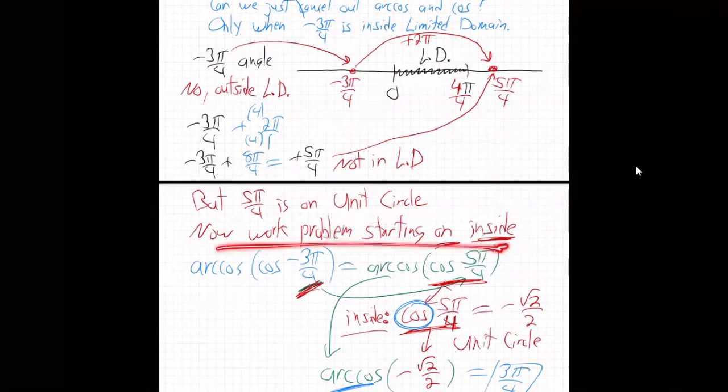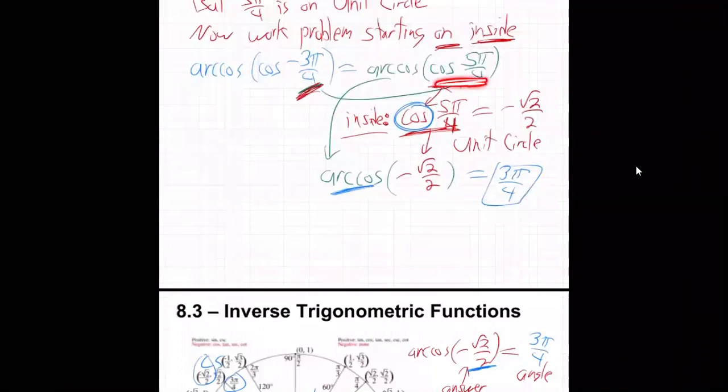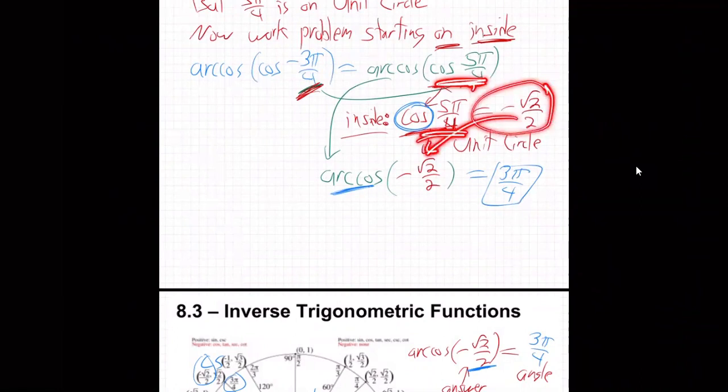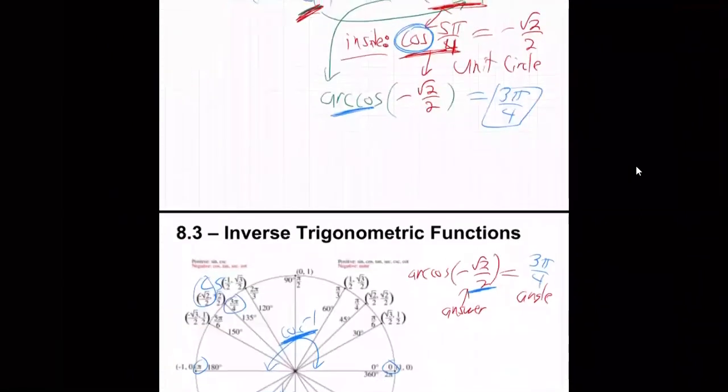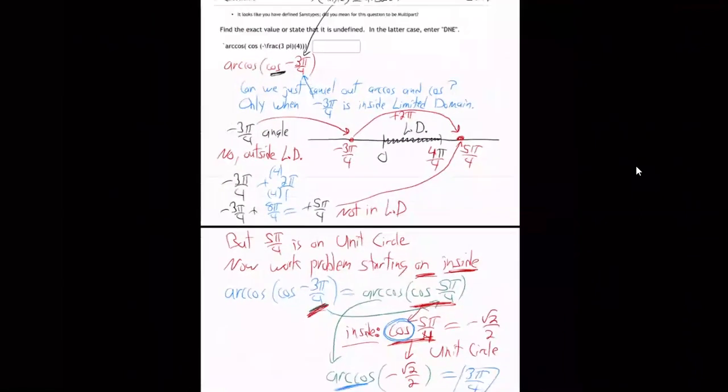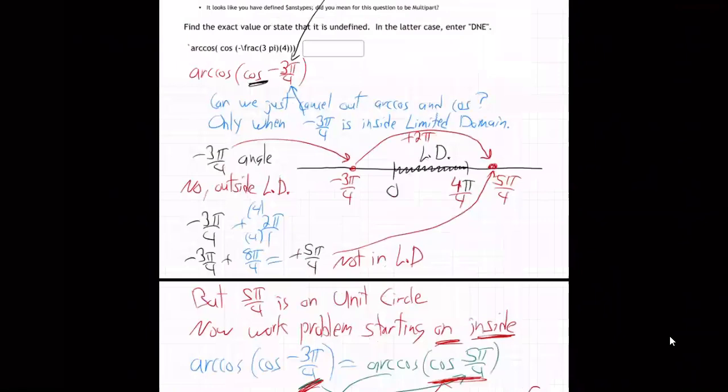So then I just worked the problem starting on the inside. I did the inside, cosine of 5 pi over 4 using the unit circle, negative root 2 over 2. So the inside became negative root 2 over 2. Then I did arc cosine of negative root 2 over 2, again on the unit circle, but only the top two quadrants for inverse cosine. Found it right there, 3 pi over 4. Solve the problem from the inside out. There we go.